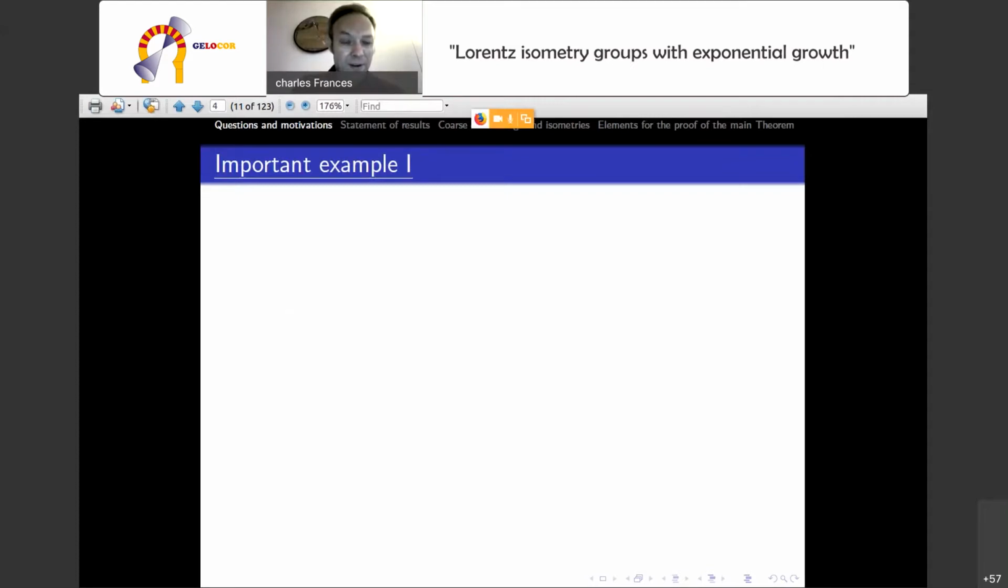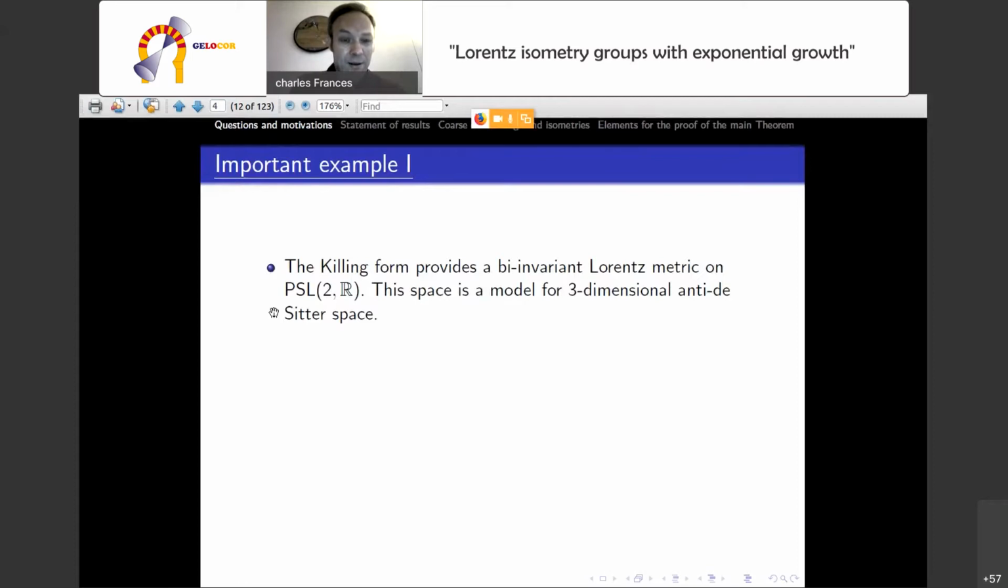Before stating some theorems, I would like to explain two basic examples that you should keep in mind for the rest of the talk. The first example is a nice three-manifold, namely the Lie group SL2R endowed with what is called the Killing metric. You take the Killing form on the Lie algebra, you push it by left translation, and what you get is a bi-invariant Lorentz metric on this Lie group, which makes PSL2R a model for the three-dimensional anti-de Sitter space.